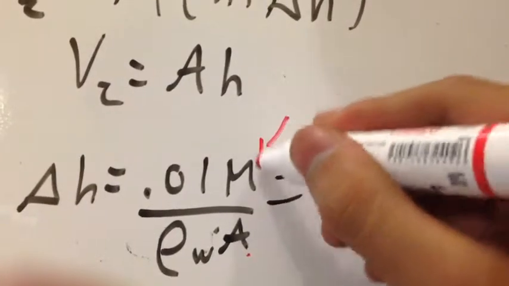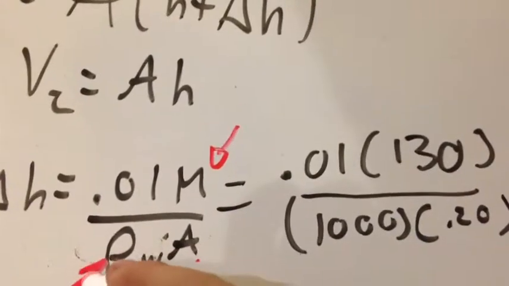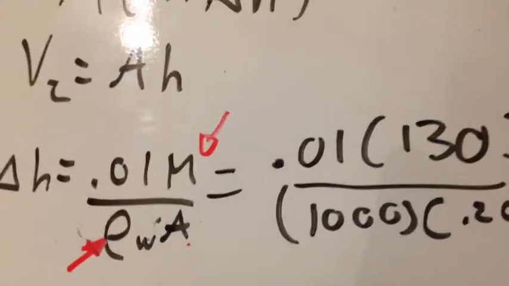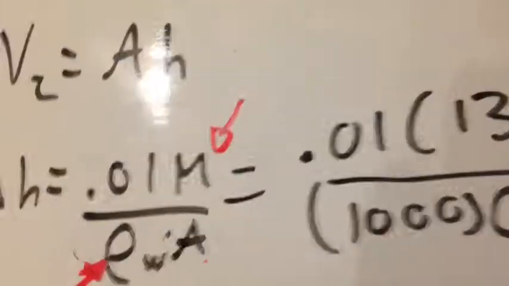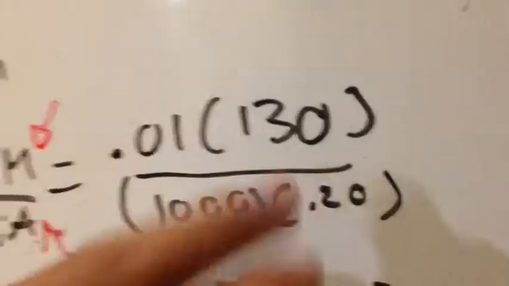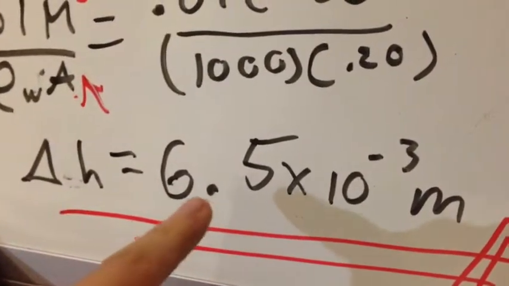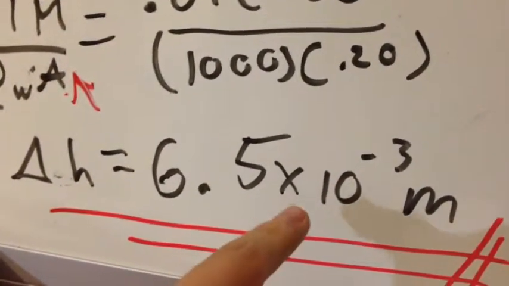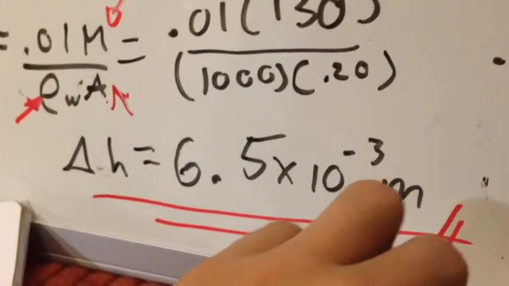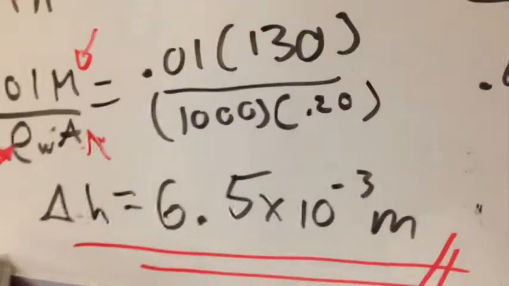We have all of these values. We have the mass of the crocodile, which is 130. We have the density of the water, which is 1000, and we have the area of his head, which is 0.20. So we just have to substitute, and this will give us our desired value, which is 6.5 times 10 to the minus 3 meters.